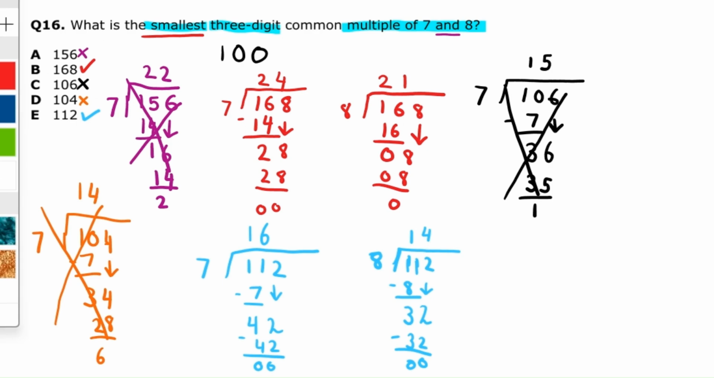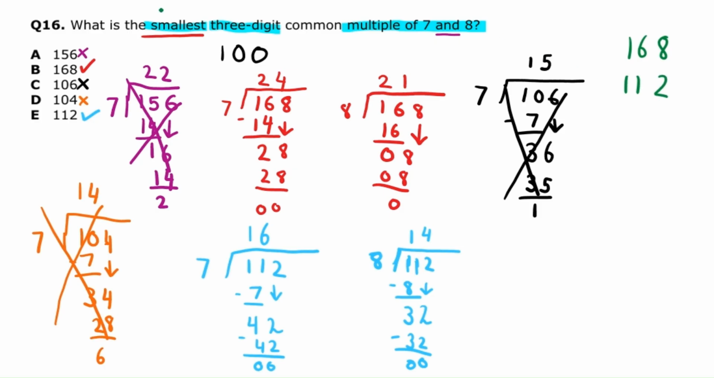Now we can see which ones are ticks. So we have the numbers 168 and 112. Since it says smallest, and we know that both of them are multiples of 7 and 8, and they're three digits, the smallest one is 112. So we know that the number that we've been looking for is 112. So we know that the answer is E.